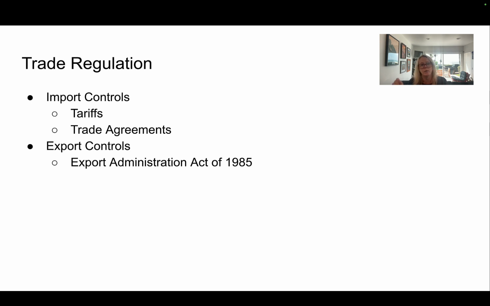They can limit who you export to. So if I'm selling aircraft parts, for example, or anything really, they can embargo certain products so that those products cannot be sold to combatant countries. So I can't export my aircraft parts to Iran, for example. And so that is the Export Administration Control Act of 1985.